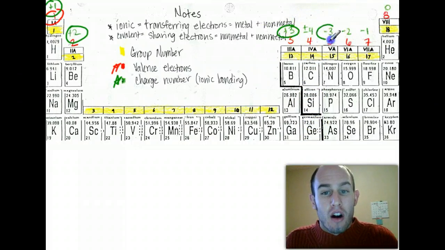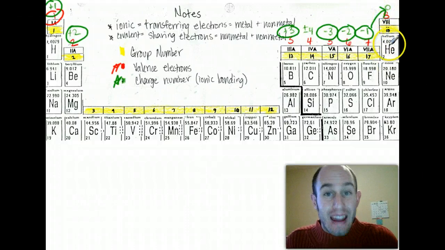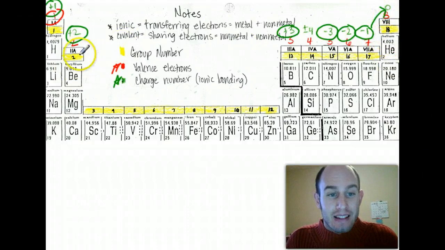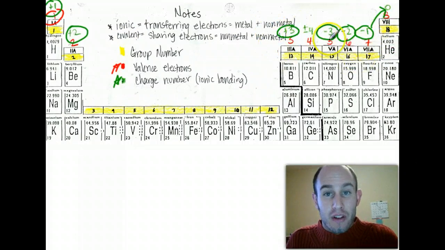And then we get our anions here. They're going to gain electrons to get to the stable noble gas state of 8 electrons in their s and p orbitals. Very stable.